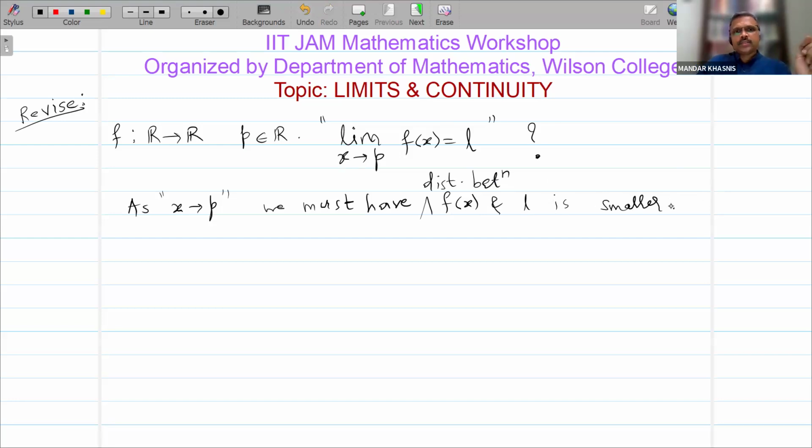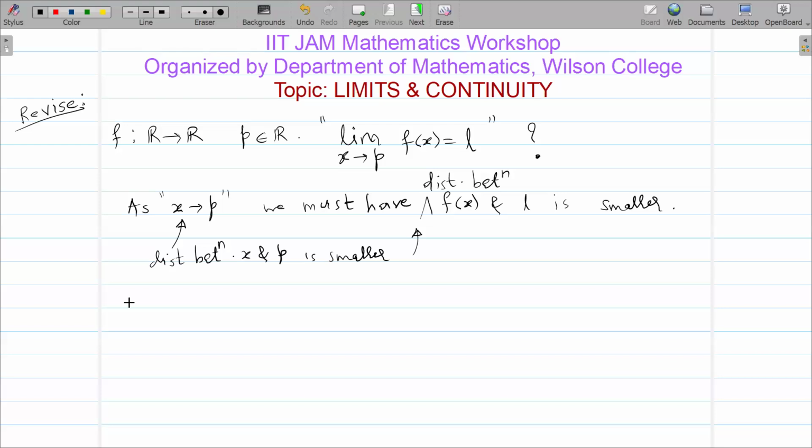Any corrections or suggestions to this definition? As the distance between x and p is becoming smaller, we must have the distance between f(x) and L also becoming smaller. Fine. That is intuitively what we mean. So now, can you give me a more precise version of the definition?